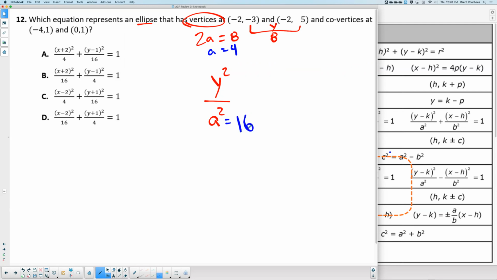So right now I'm going to go to my formula charts. I have to have the y squared and 16 together as one fraction. Is A a good choice? Is B a good choice? Is C a good choice? Yes. Is D a good choice? No.